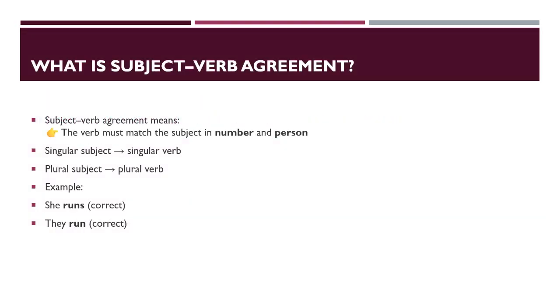Subject-Verb Agreement means that the verb in a sentence must match the subject in number and person. In simple words, a singular subject takes a singular verb while a plural subject takes a plural verb. For example, we say she runs but they run.